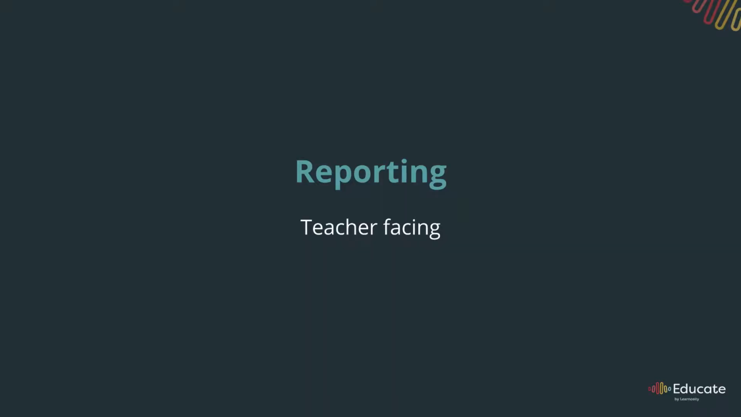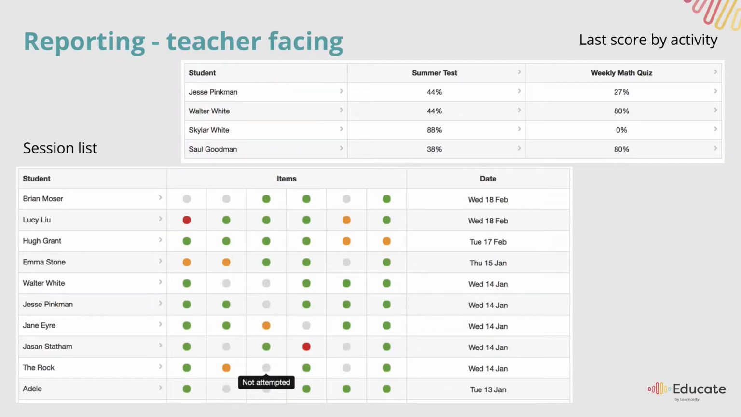Jumping across to the other user context, we have the teacher-facing reports. Here on the top, we have last score by activity. So you'll see a reasonable level of similarity here, but of course, once we've moved across to the teacher side of things, we've actually got a larger cohort. So now per row, we actually have a student.